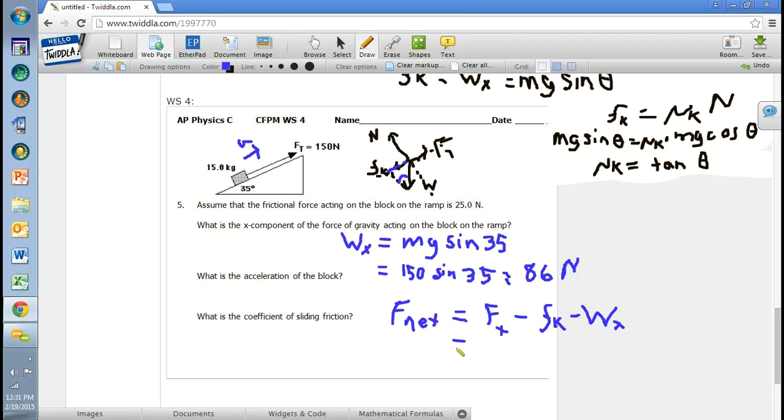So this is going to be, Ft is 150 newtons minus the frictional force, and the frictional force is given to us as 25, minus the weight in the x direction, which is 86. Okay, don't forget this is MA, so this is going to be 15 times A. So why don't you guys take a moment here and calculate A and see what you get.